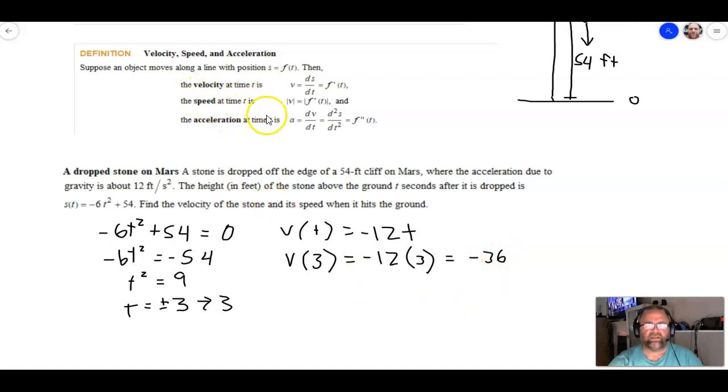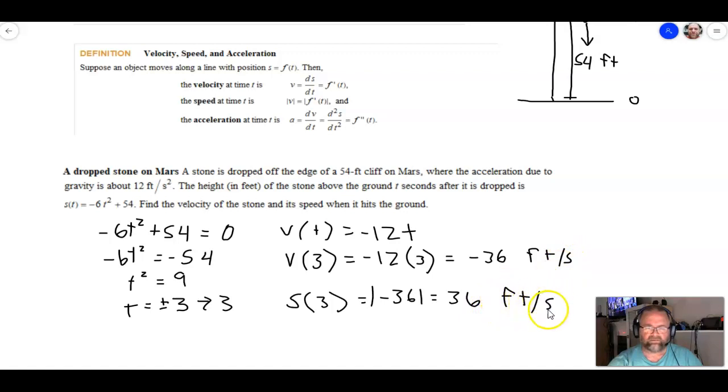And our speed is just the absolute value of our velocity. So the speed at 3 seconds is just going to equal the absolute value of negative 36, which is equal to 36. And I believe this is feet per second. So that would be my final answer: feet per second and feet per second.